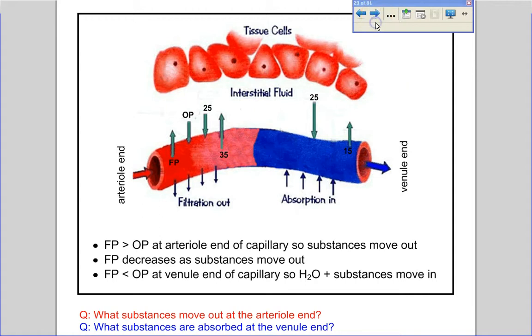So this diagram is really important. It's one that's pretty simple to draw, and I'll probably go over that with you in class, but it's fairly simple to draw and label. Again, I don't care about the numbers. The arrows and size of arrows that you use are simple enough to explain that part, but you should know what substances move in and out and what end of the capillaries they move in and out and why.